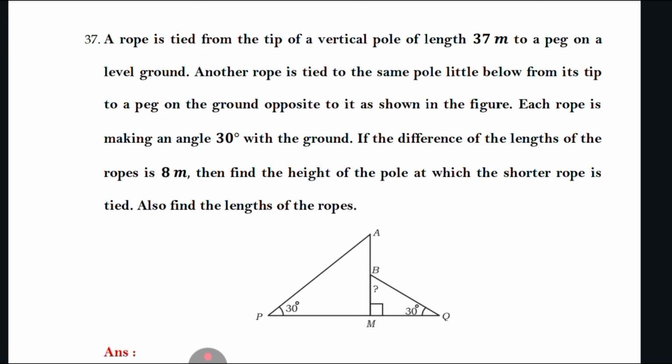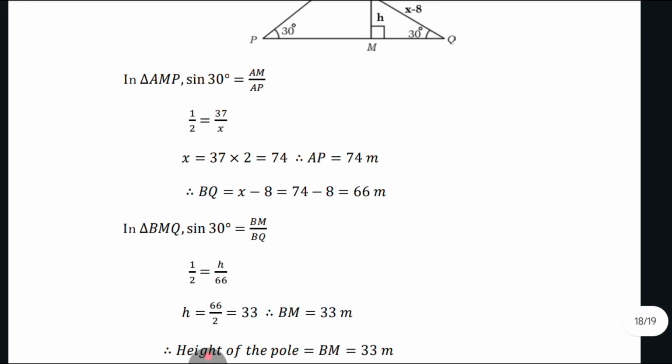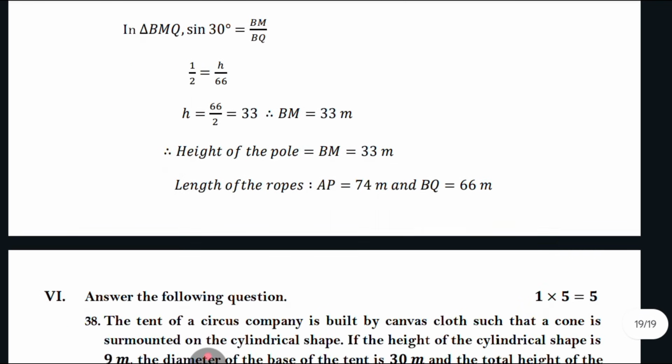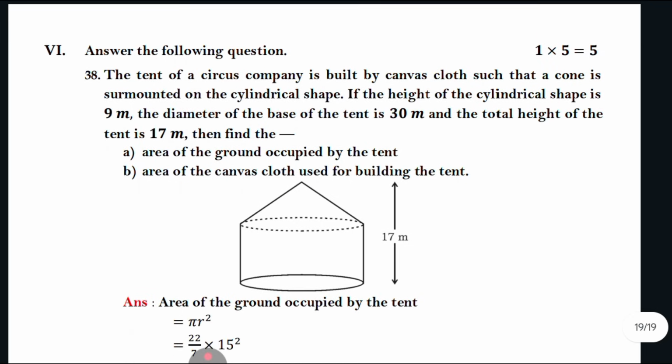Each rope is making an angle of 30 degrees with the ground. If the difference of the lengths of the ropes is 8 meter, then find the height of the pole at which the shorter rope is tied. Also find the length of the rope. Sometimes they will not give the diagram, but most of the time they will give the figure, so you can use that figure and solve. How I have solved in a systematic way, you should also solve in a systematic way in your booklet. So you will get full marks.